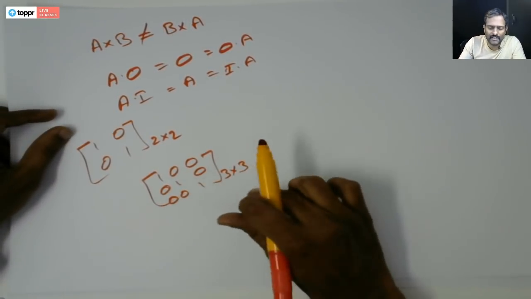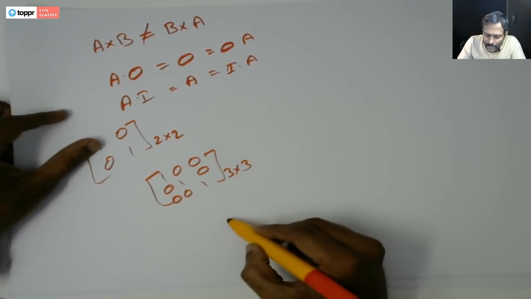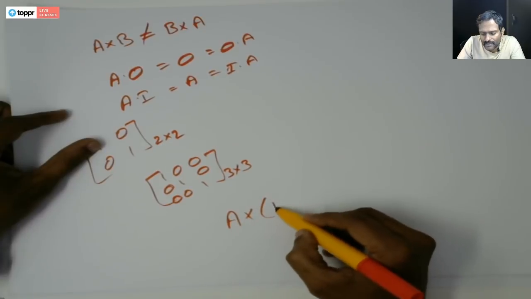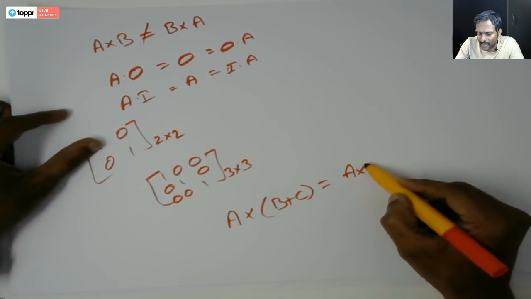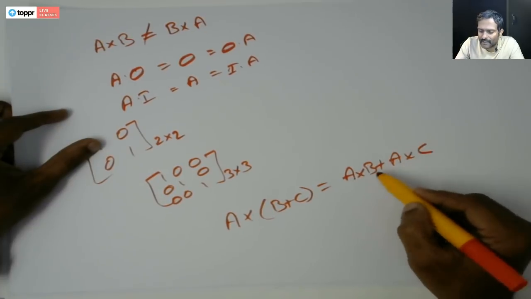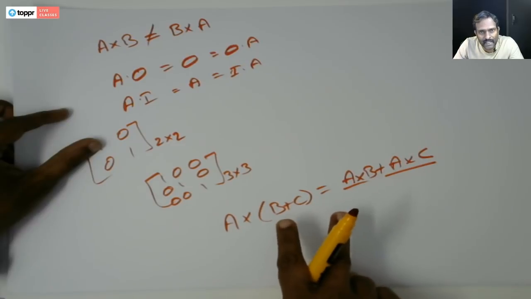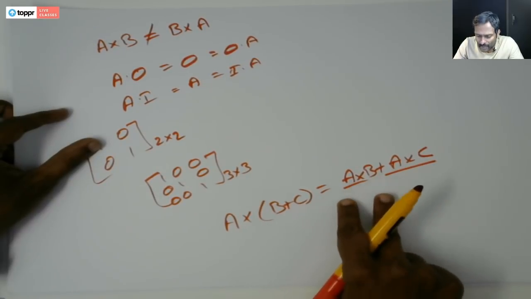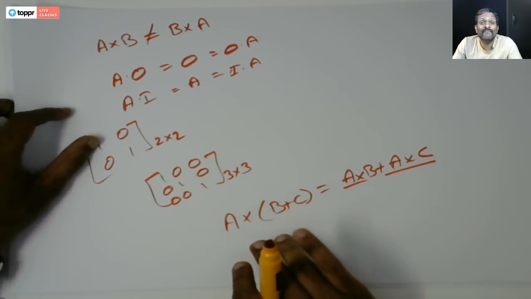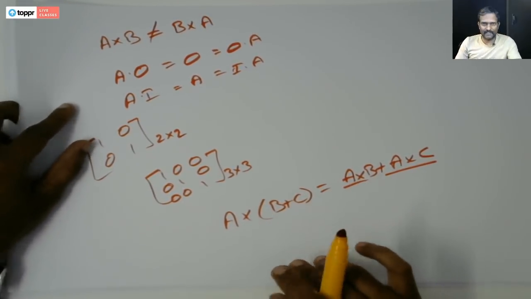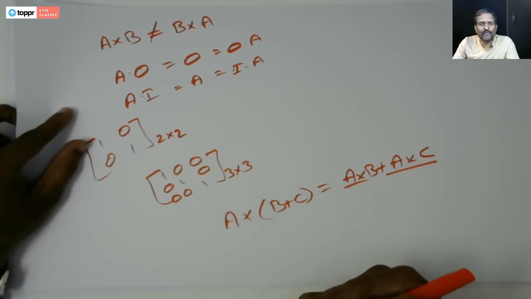So this is not commutative. Multiplication is not commutative. Then when you have a multiplication, it is distributive over addition. You can say A times the sum of B and C: A multiplied with the sum of B and C is the same as A multiplied by B plus A multiplied by C, given that the product is defined. What do you mean by the product is defined? It is that the orders are in our required manner.